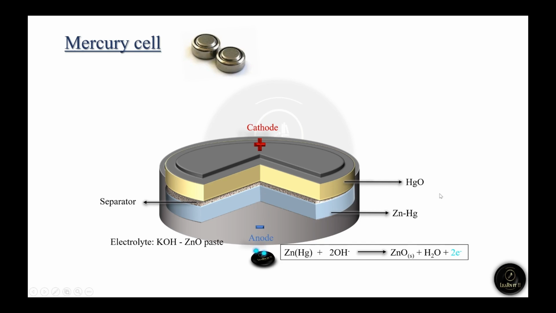At cathode, the reduction takes place by the mercuric oxide along with the water molecules which are produced from the anode to become mercury, which is in liquid state, along with the production of hydroxide ions. So this mercury cell provides the voltage of 1.35 volt.